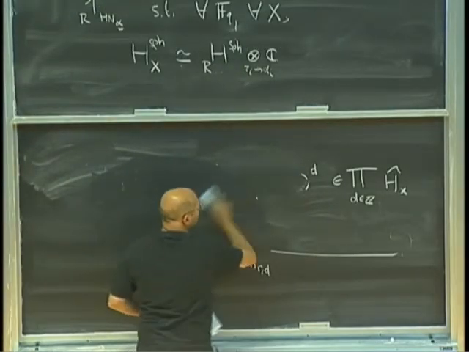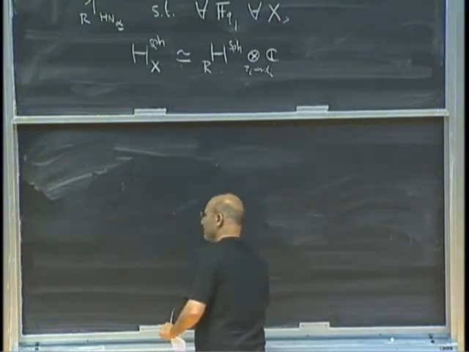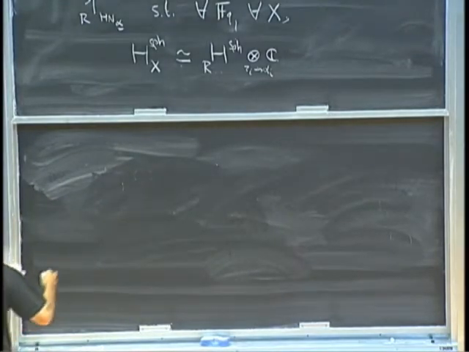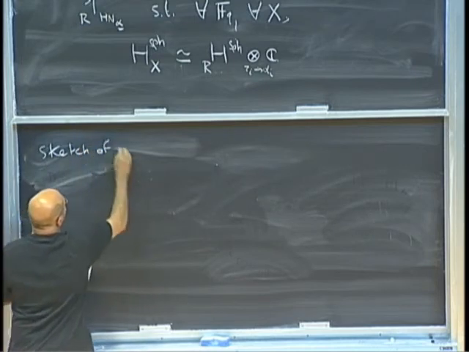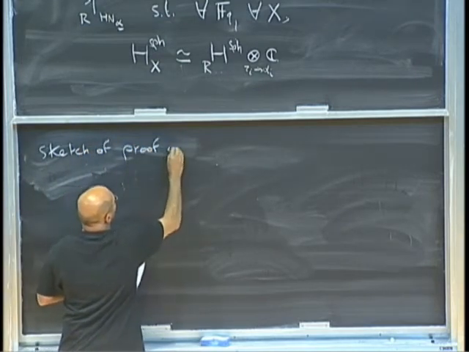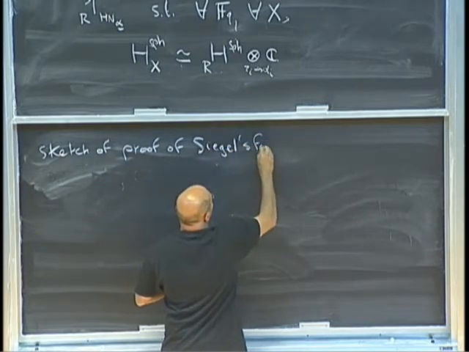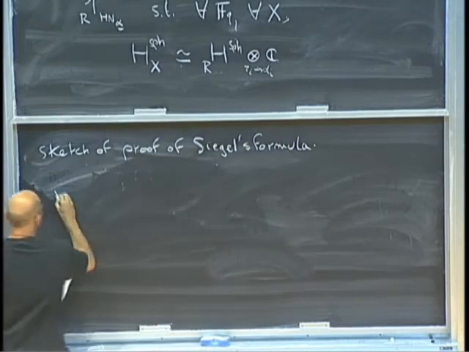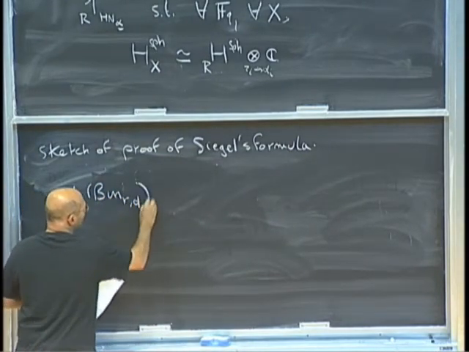How to deduce the Siegel formula? I think it's the same trick that Langlands used in the number theoretic setting, if I understand well. So let me sketch the proof of Siegel's formula. Well, what is the volume of Bun_{R,D}?